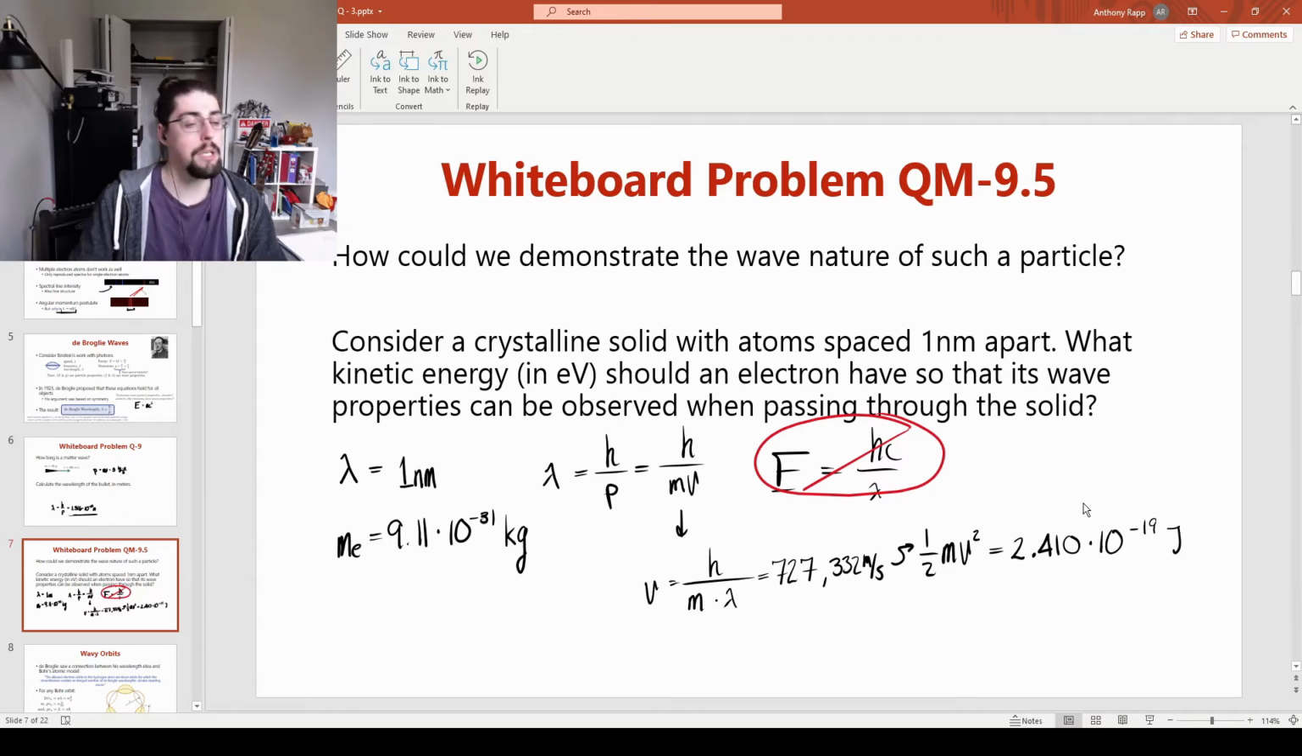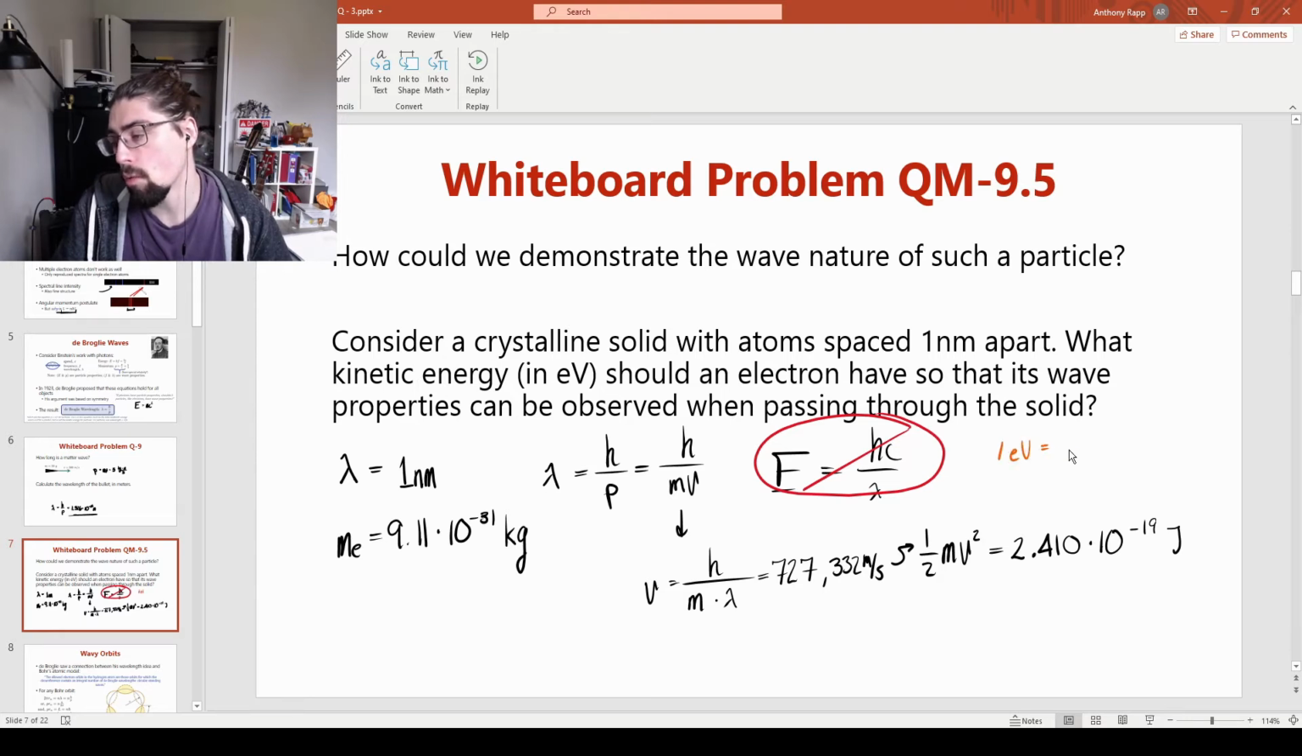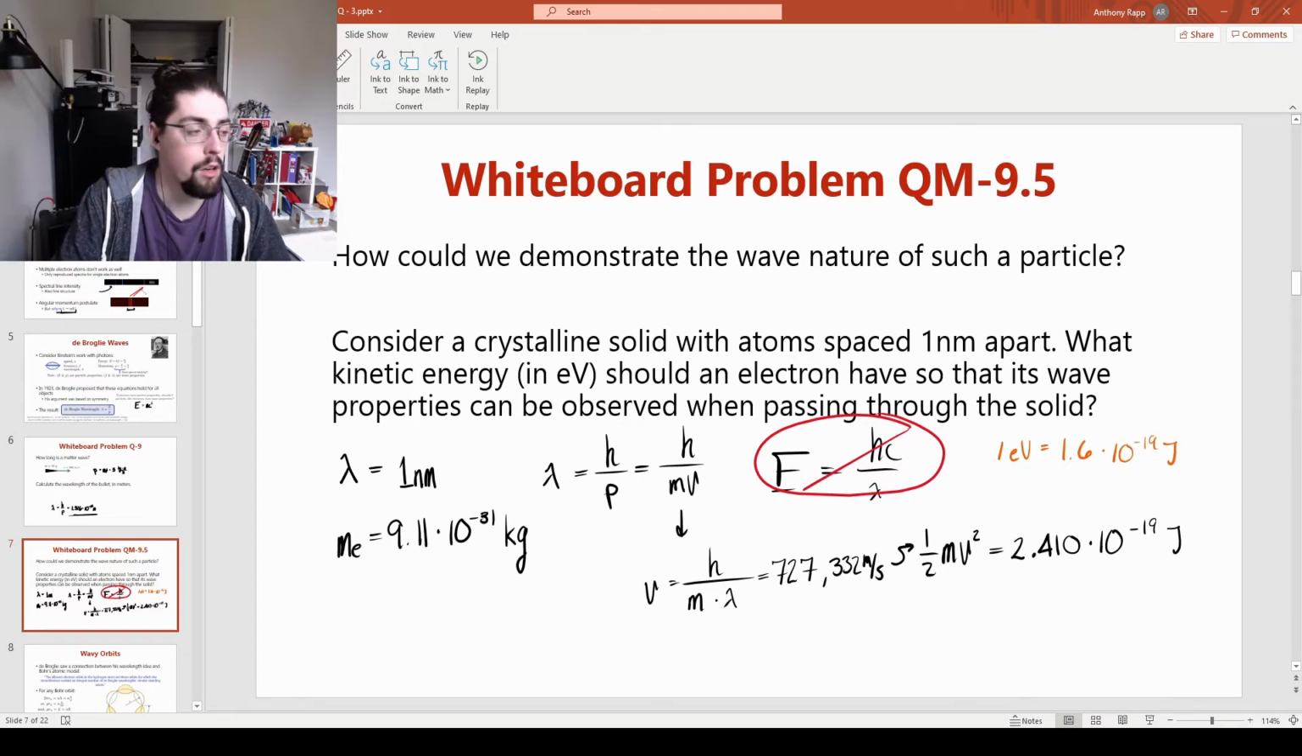But we would like this to be in electron volts. So the last thing that I'm going to do is I'm going to say, don't forget that there is this conversion between the two. 1 electron volt is equal to 1.6 times 10 to the negative 19 joules. When we do that conversion right on over, what we find at the end of the day is something like 1.508 electron volts.